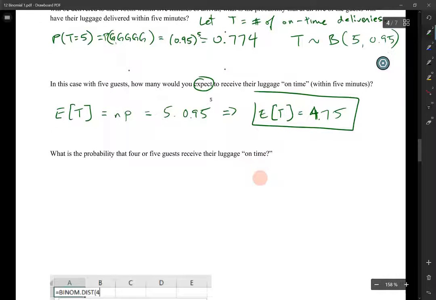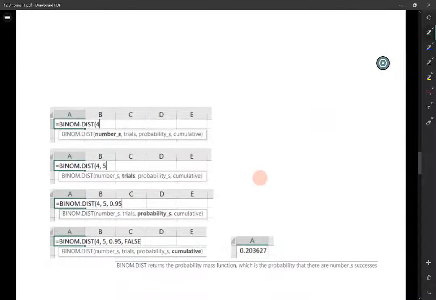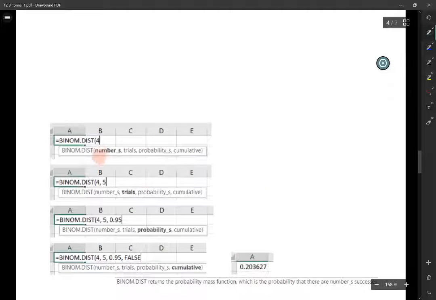Okay, so now we have to work a little bit harder. Actually, we could use Excel. It turns out that there is a function in Excel called binomdist, binomial distribution. The first argument that goes to the function is number s. That's the number of successes. The second one that goes in is the number of trials, so that's n.